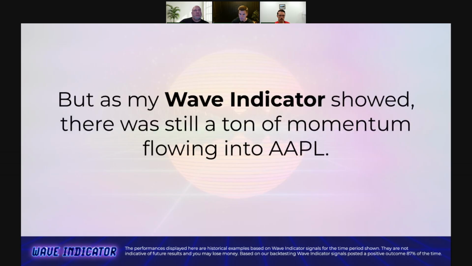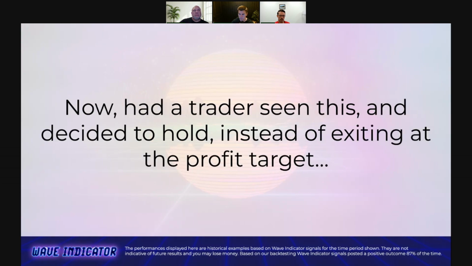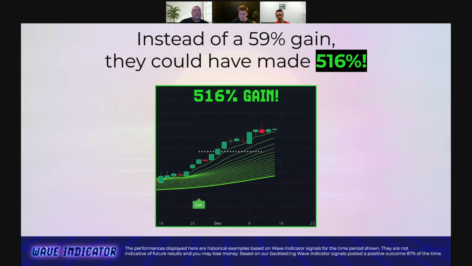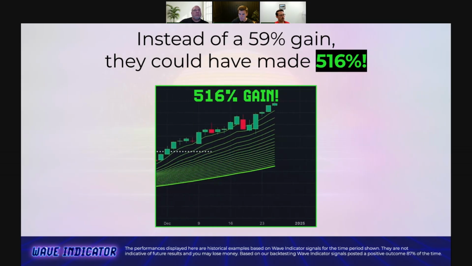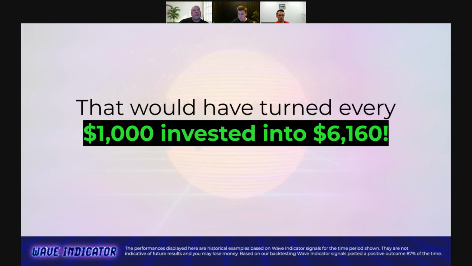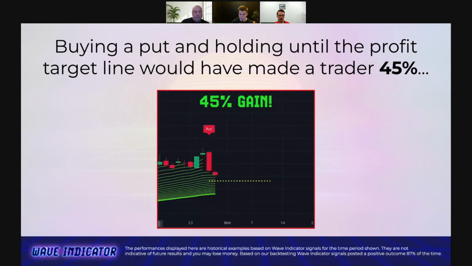But as my wave indicator showed, there was still a ton of momentum flowing into Apple, which means the share price was still pushing higher. Now, had a trader seen this and decided to hold instead of exiting at the profit target, instead of a 59% gain, they could have made 516% as it just kept on climbing. That would have turned every $1,000 invested into $6,160.